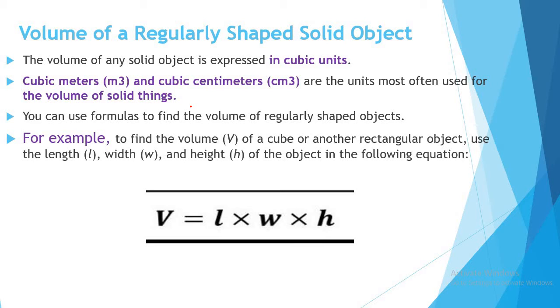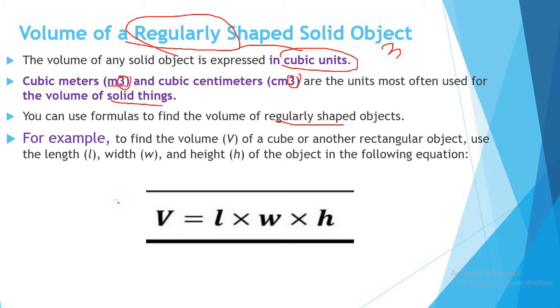So what about if you want to measure the volume of a regular shape like a cube, like a rectangle, any regular shape? The volume of any solid object is expressed in cubic units, either cubic meter or cubic centimeter. Both are the units most often used to measure the volume of solid things. You can use a formula to find the volume of a regular shape.